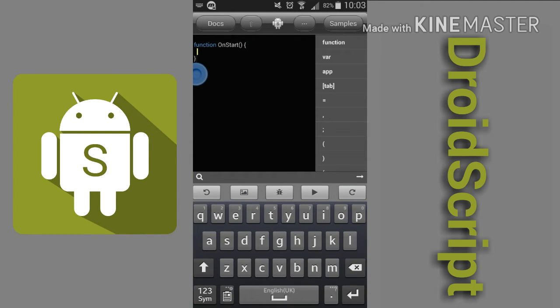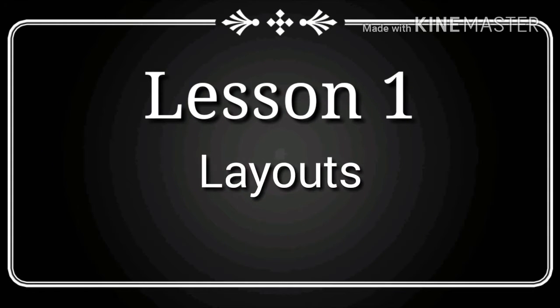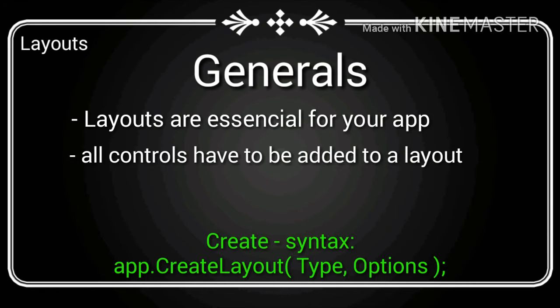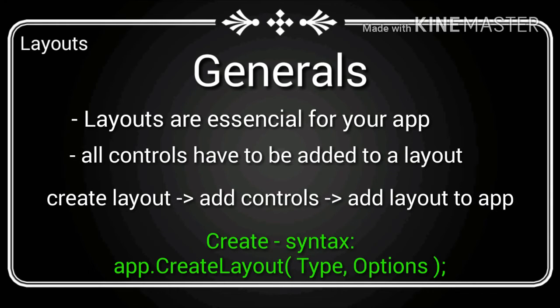Okay, now we want to create our first layout. That's time for the first lesson. Lesson 1. Layouts. Category controls. Generals. Layouts are essential for your app because all controls have to be added to a layout. At first you have to create a main layout, then you can add controls, and at last you add it to the app.